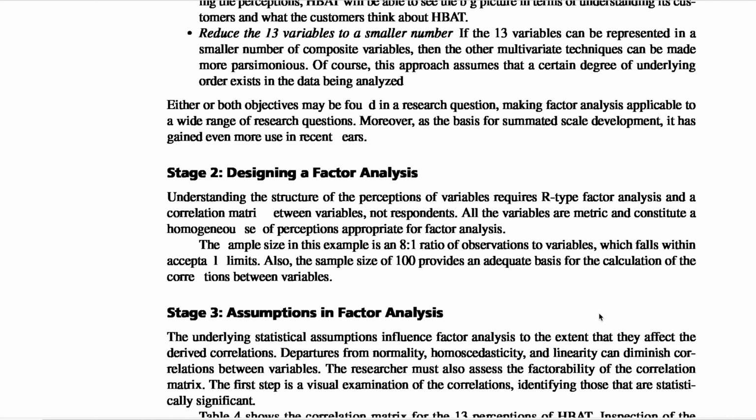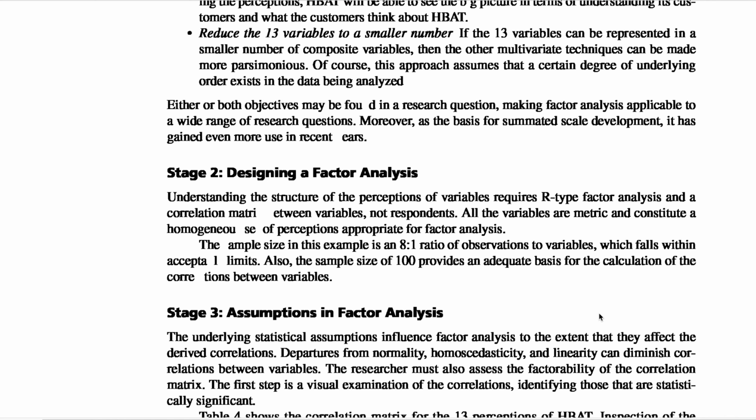Either or both objectives may be the focus of research questions, making factor analysis applicable to a wide range of research questions. Moreover, as the basis for summated scales development, it has gained even more use in recent years. Designing a factor analysis: understanding the structure of the perceptions of variables requires R-type factor analysis and a correlation matrix between variables, not respondents. All the variables are metric and constitute a homogeneous set of perceptions appropriate for factor analysis.